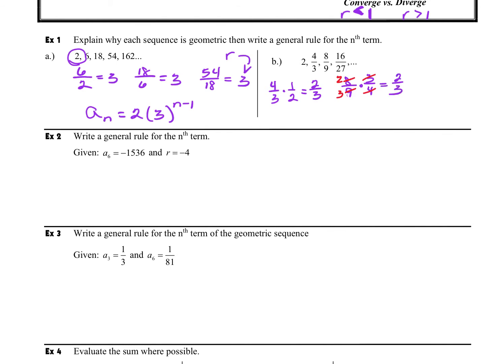You could extend this one more time, do 16/27 times 9/8, and you'd get the same thing. So this is going to be our ratio again. So our rule, a sub n, we need our first term of 2, and then we're going to have our ratio of 2/3, and our exponent is n minus 1. So that's all that we've got. These are much, much easier to write.